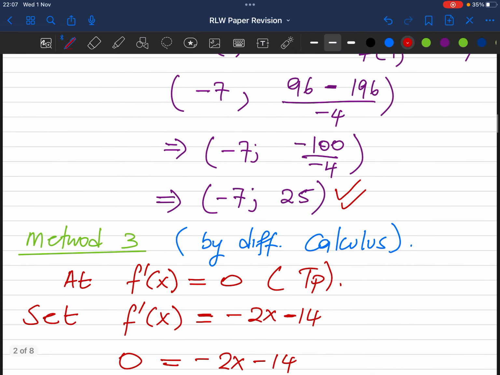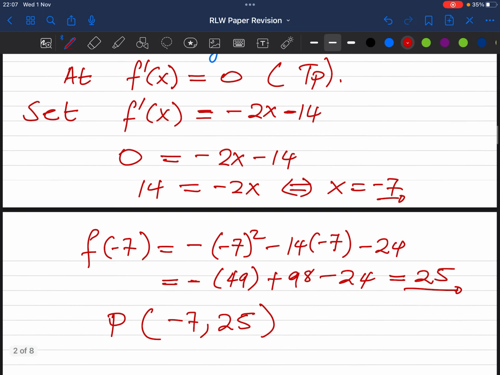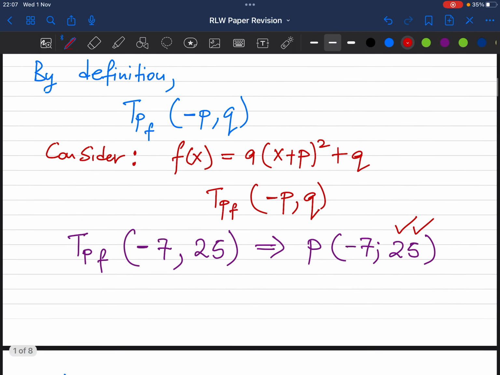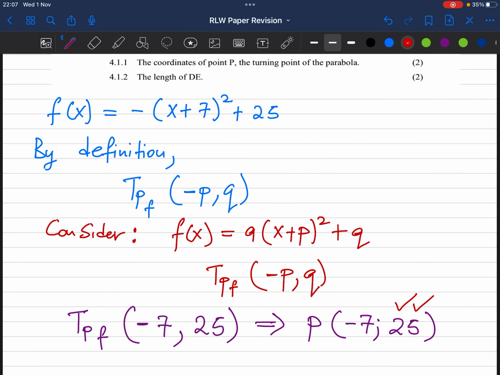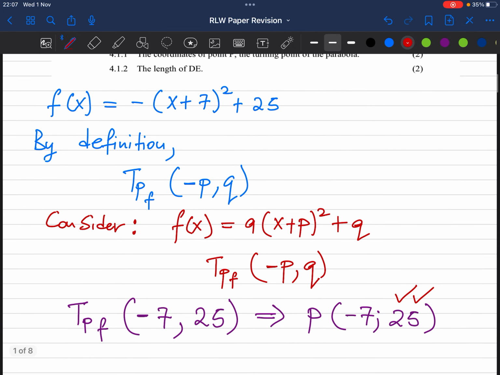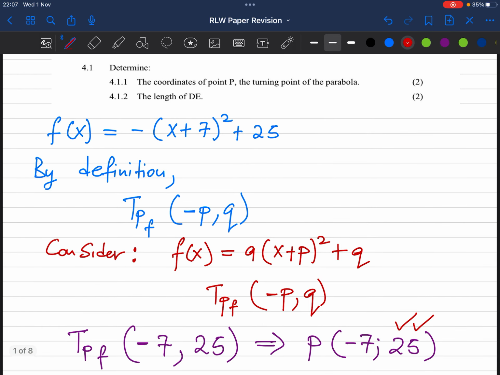So as you can see, for just 2 marks, you can have 3 methods, okay? You need to make a choice about which method works better. I think the first one works better because it is just inspection, because it's 2 marks. So you need to know the definition of the turning point: when your function is given in the standard turning point form, it is just (-p, q), your turning point there.